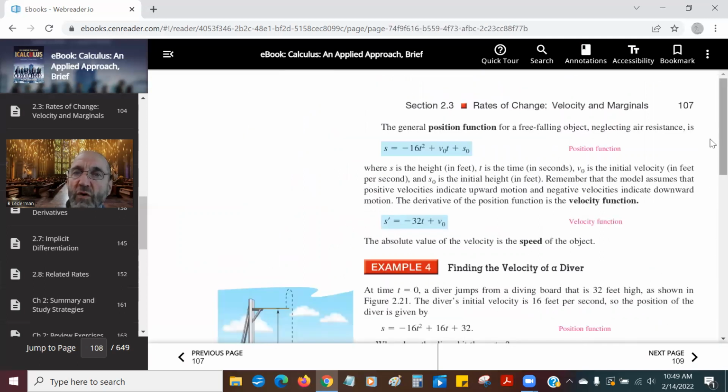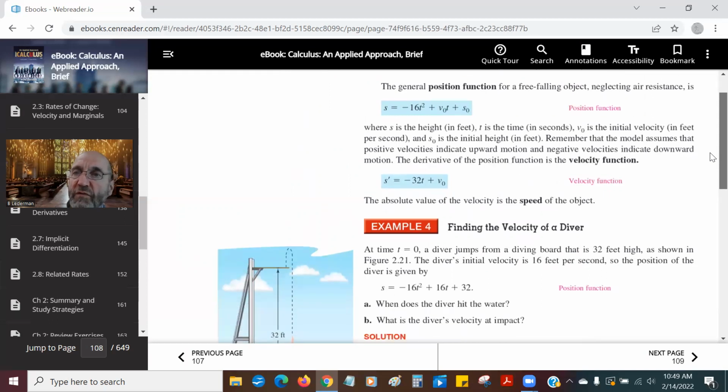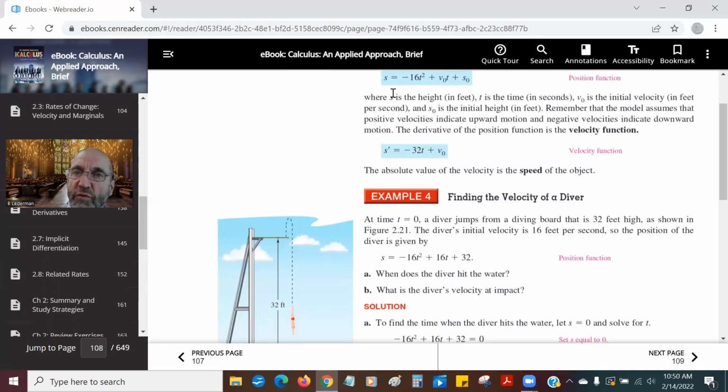Alrighty, let's look at the next fun thing here. The general position function for a free falling object is negative 16t squared plus v naught t plus s naught. S naught is usually the initial height. V naught is the initial velocity. The velocity is going to change as the object is falling, but that's the initial velocity. And the negative 16 in negative 16t squared comes from the force of gravity, and we're taking gravity to be a constant.